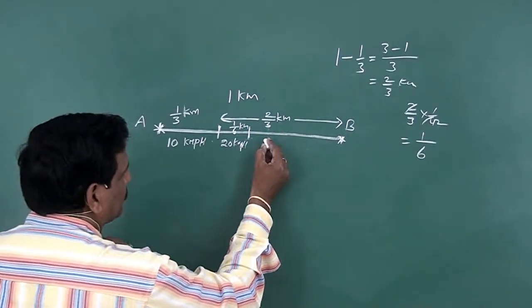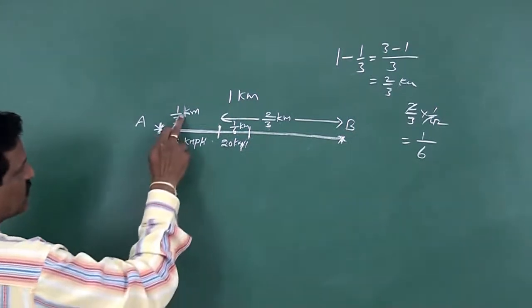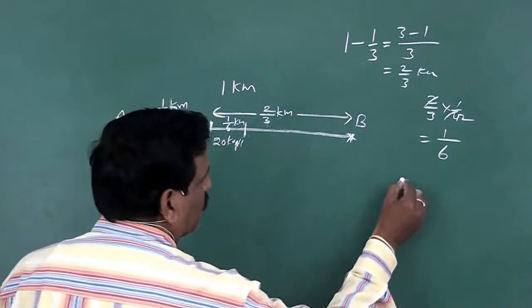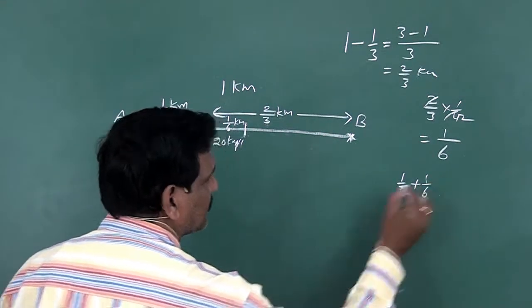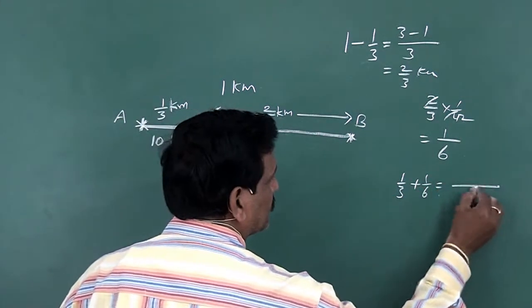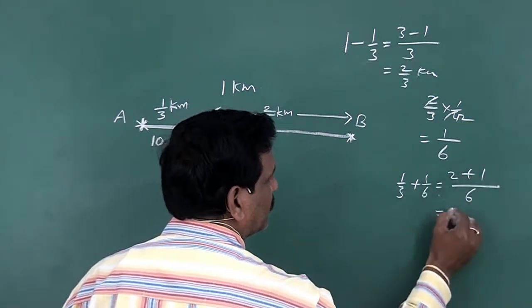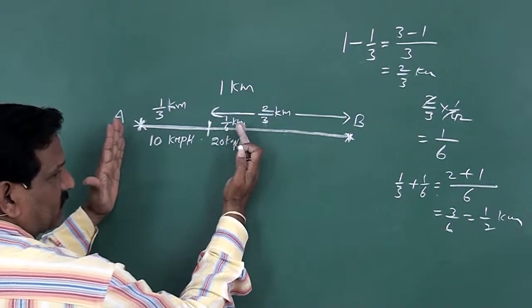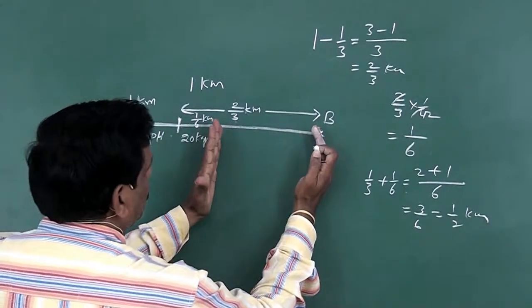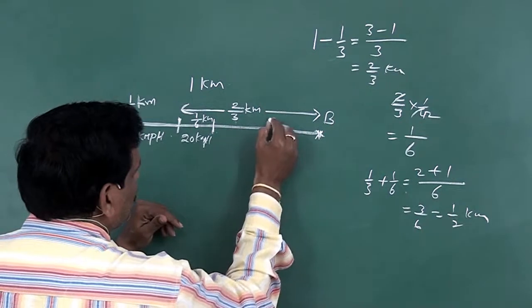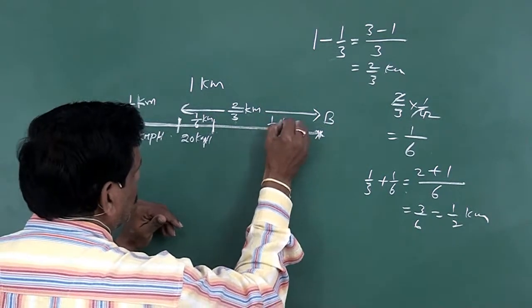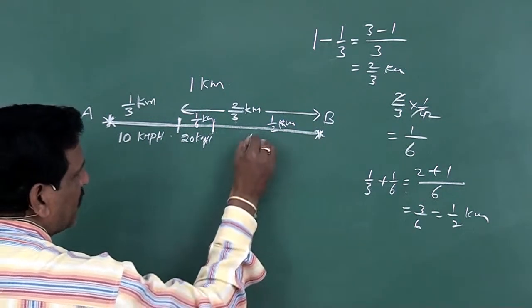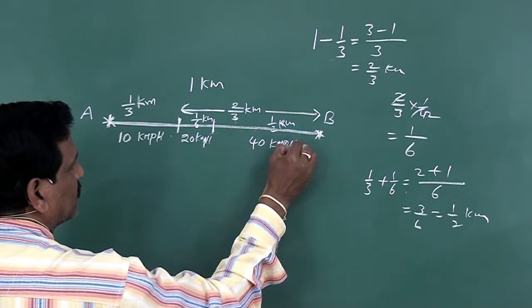And the remaining distance, what is the remaining distance? This is 1/3 kilometer, this is 1/6 kilometer. That means 1/3 plus 1/6. This is 2 plus 1, 3/6, which means 1/2. So this is 1/2 kilometer. Now this 1/2 kilometer is travelled with another speed of 40 kmph.